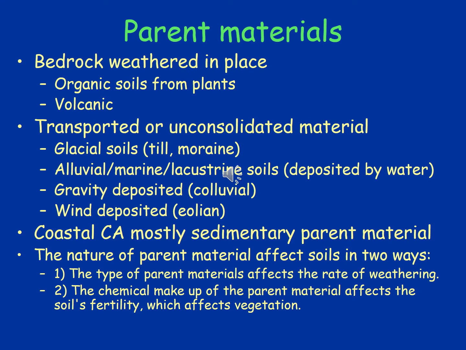Let's talk about each of those. Starting with the parent materials: bedrock weathered in place, organic soils, which are derived from the plants giving organic matter, that's what that means, or volcanic soils. There is also soil that can be transported, that's loose material from glaciers or rivers bringing down soil sediments and rocks in alluvium. And there are gravity deposited and wind deposited soils. Most of coastal California is sedimentary parent material, and then processes of weathering, mostly chemically, and the vegetation itself will help or break whether soil forms rapidly or not.